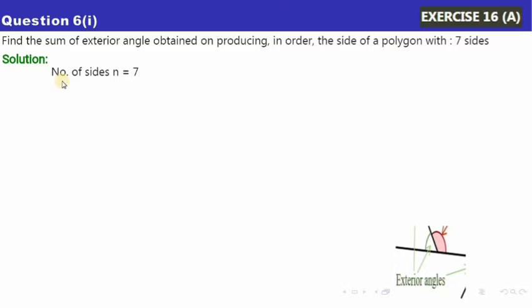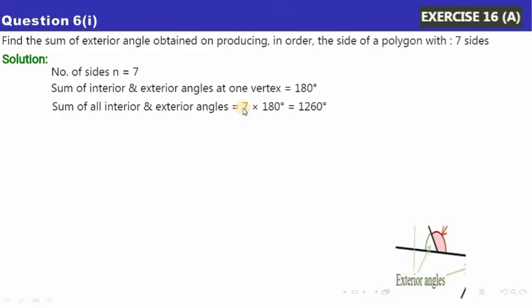Okay, so in this case we are given n equals to 7, and we know the sum of the interior and exterior angle at one vertex is 180 degree. Just now I showed you, right? At this vertex, sum of the interior and exterior together is 180 degree. Now how many interior and exterior angles are there? There are exactly 7, no? So that's why the sum of all interior and exterior angles will be 7 times 180 degree.